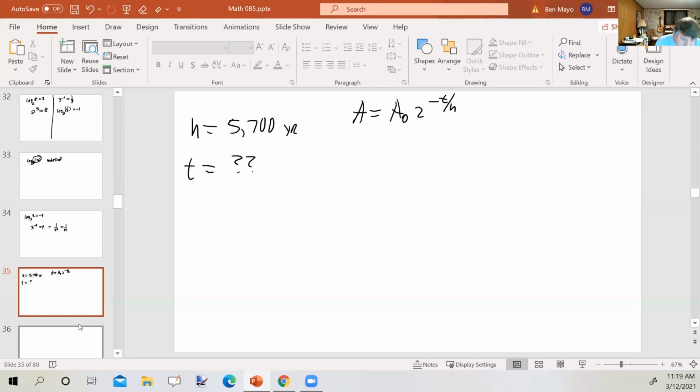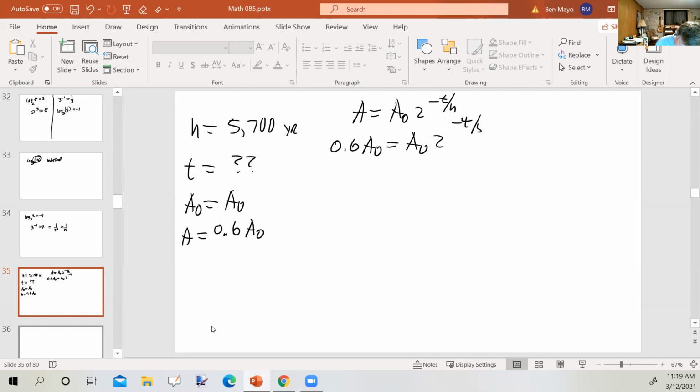It says, how old is the statue? So time is the unknown. It says it contains 3/5 of what it had to start with. So the ending amount is 3/5, or 0.6, of the beginning amount. 3/5, 6/10, 60%, 0.6, okay? So now my formula becomes 0.6 A naught equals A naught 2 to the -t over 5,700 power. I'm going to divide both sides by A naught: 0.6 equals 2 to the -t over 5,700 power.